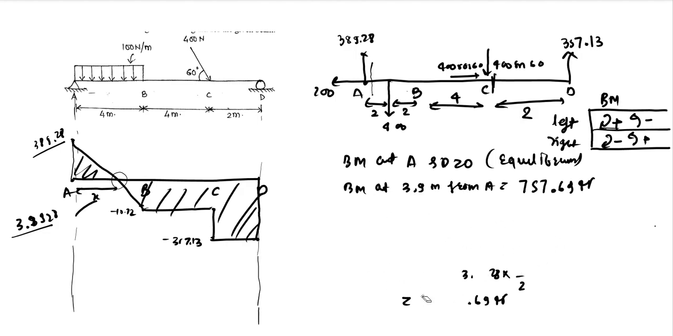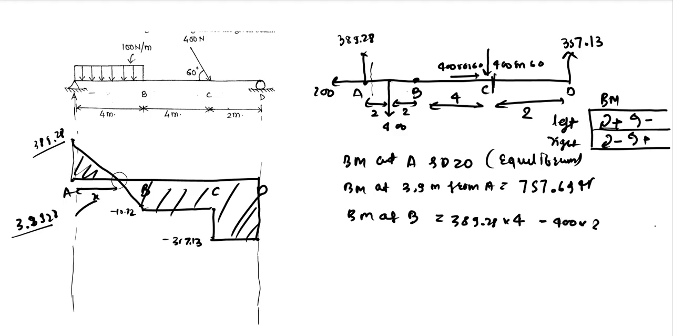As we have calculated the bending moment at some point x, let us calculate the bending moment at B. Considering forces on the left, this is point B, so 389.28 into 4 in the clockwise direction, so that is why it is positive, minus 400 into 2. It is an anti-clockwise moment, so that is why it is negative. The 400 force is the UDL force, and 2 is the distance. If you calculate this, 389.28 into 4 minus 800, you will get 757.12.